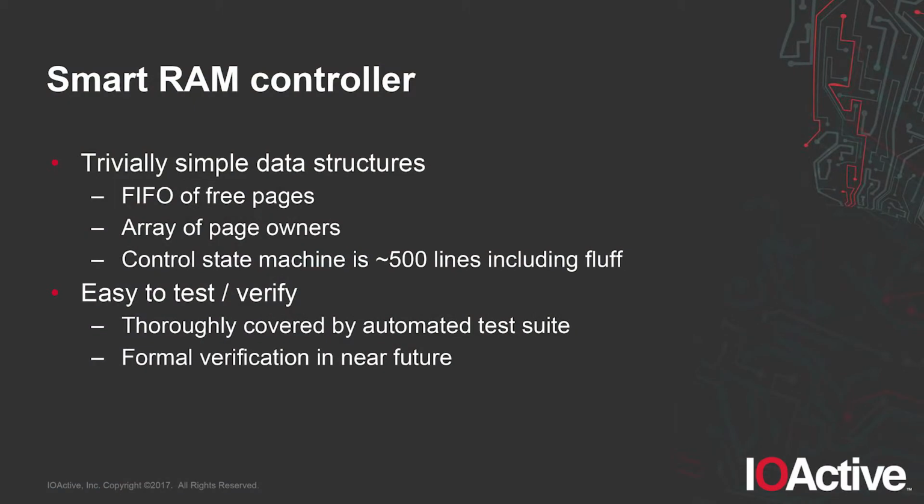So the data structures required for doing this are trivially simple. You have a FIFO of 3 pages. You have an array storing an owner for each page. The control state machine for this is microscopic. It's a couple hundred lines. And that's in a hardware description language, which tends to be a lot more verbose than something like C. If you were writing this in C, it'd probably be 20 lines of code. And it is also fairly easy to test and verify this as a result because the logic is so simple.